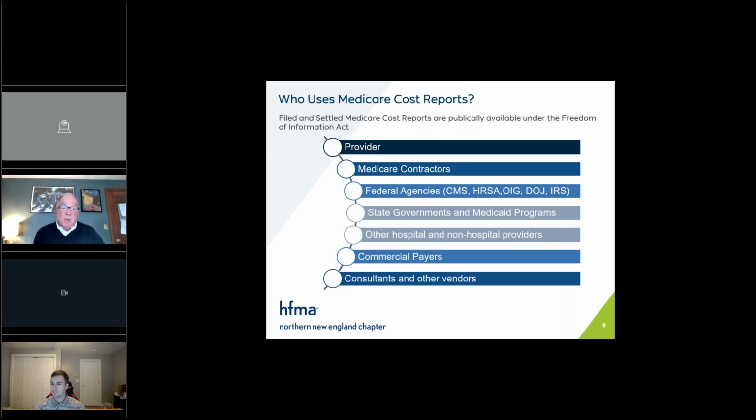Who uses the Medicare cost report? Again, providers, Medicare contractors, federal agencies, state governments, other hospital and non-hospital providers, commercial payers, consultants, and other vendors. So it just has a vast amount of information, and you spend so much time preparing it that it ends up with a lot of information that all of these systems can use, hospitals, Medicare contractors, and so forth. So it's used by a lot of entities.